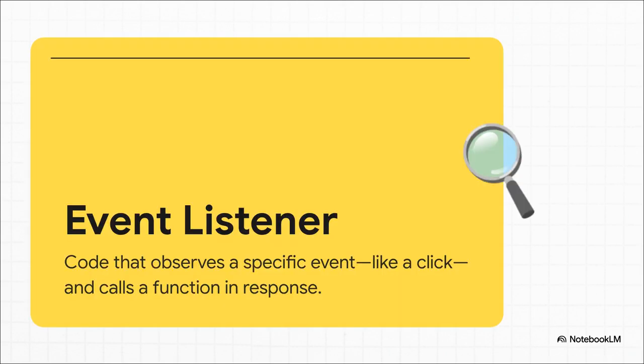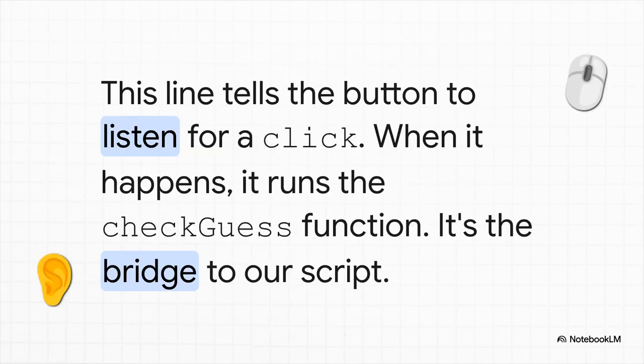But wait a second. How does our check-guess function even know when to run? That's where the event listener comes in. It's this special piece of code that patiently listens for something to happen on the page, like a user clicking their mouse. And this single line is what connects the user to our code. It basically tells the submit button, hey, you, listen for a click, and the moment you hear one, run our check-guess function. It's the crucial bridge between the web page and our JavaScript.